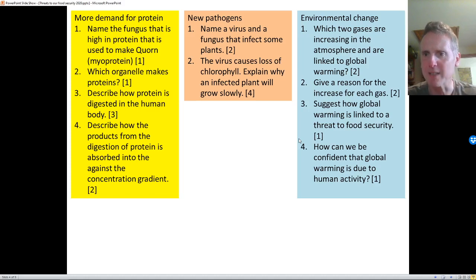Suggest how global warming is linked to a threat to food security. So that's what we've just done. What would you say there? Well, you say there's more droughts, therefore loss of harvest, or more floods, loss of harvest. And for how can we be confident that global warming is due to human activity?